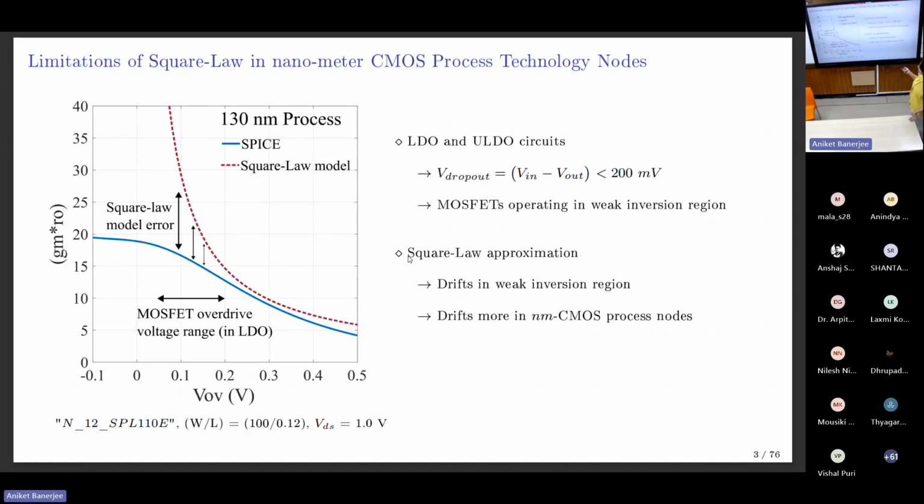What you are seeing on this plot: the x-axis is the overdrive voltage, which is Vgs minus Vt. The y-axis is the intrinsic gain, gm/gds of the device. The red plot that you see here is what the square law would predict. It's just inversely proportional to overdrive voltage. Unfortunately, that's not true for two reasons: when I reduce the overdrive voltage and go down the axis, and secondly, when the technology shifts.